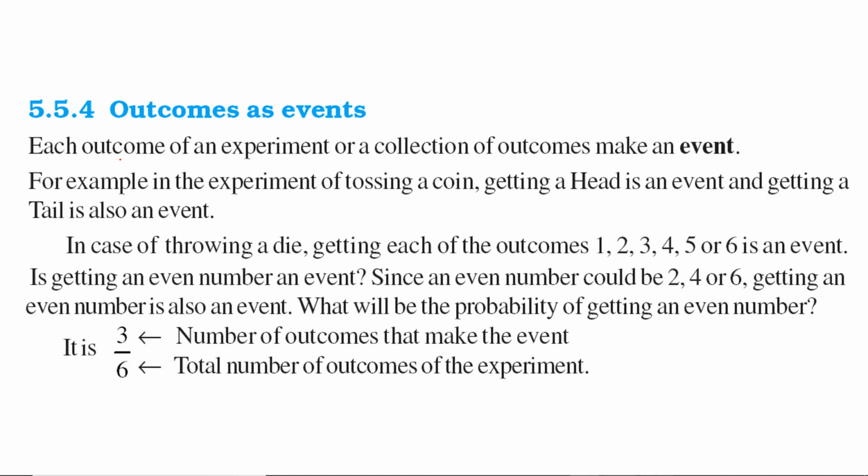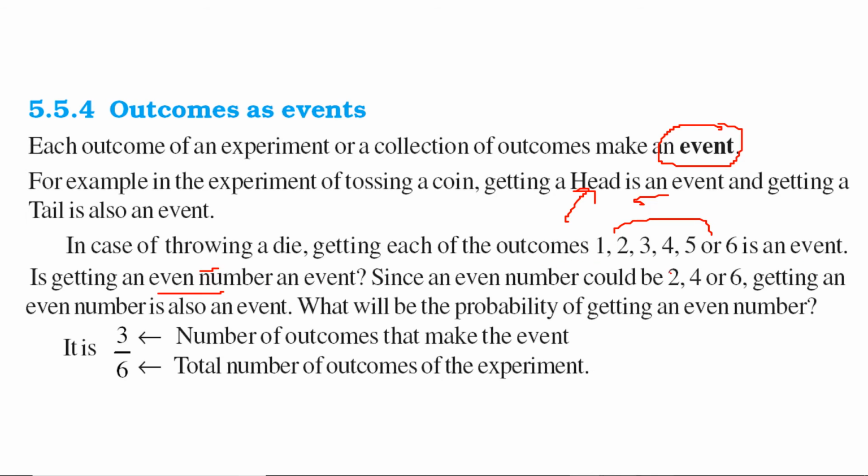Outcomes as events. Each outcome of an experiment, or a collection of outcomes, forms an event. If you toss a coin, head may come, it is an event. Tail may come, it is an event. When you throw a die, 1 to 6 can come, so this is an event. But getting an even number is also an event. Getting an odd number is also an event.